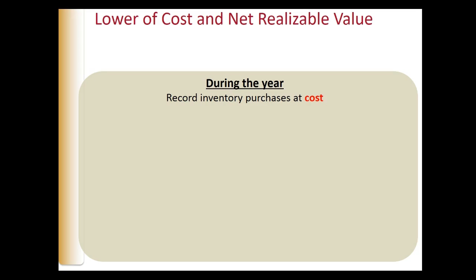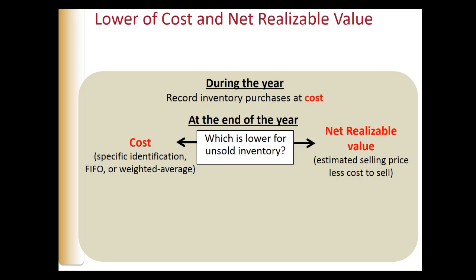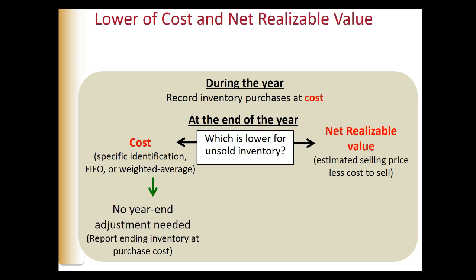When the value of inventory falls below its original cost, companies are required to report inventory at the lower net realizable value of that inventory. Net realizable value is the estimated selling price of the inventory in the ordinary course of business, less any costs of completion, disposal, and transportation. In other words, it's the net amount a company expects to realize in cash from the sale of inventory.